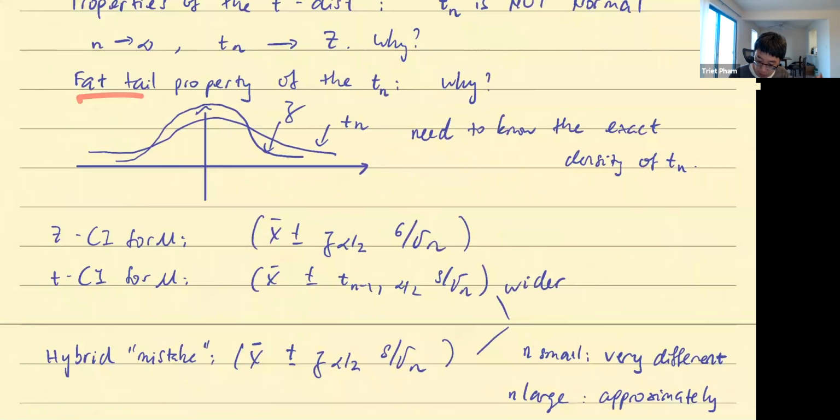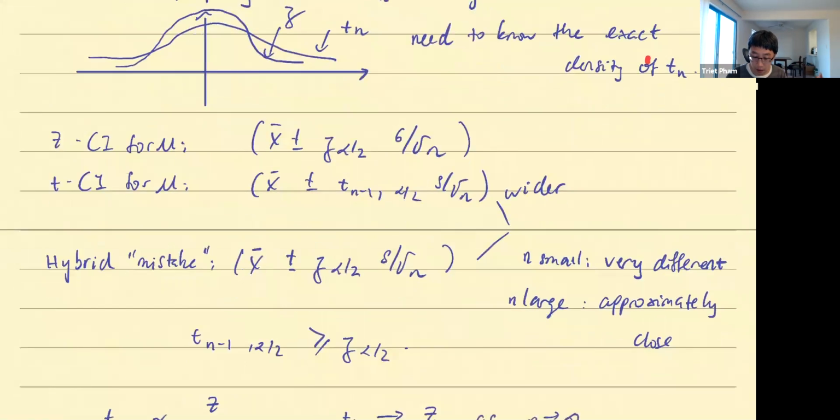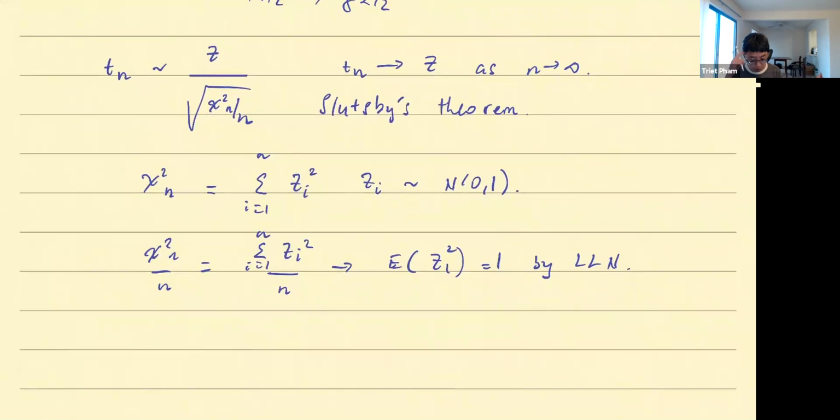Fat tail means we need to know the exact density of the Tn. So that brings us back to section 8 point something, which we skipped last time, where they discussed the T distribution.